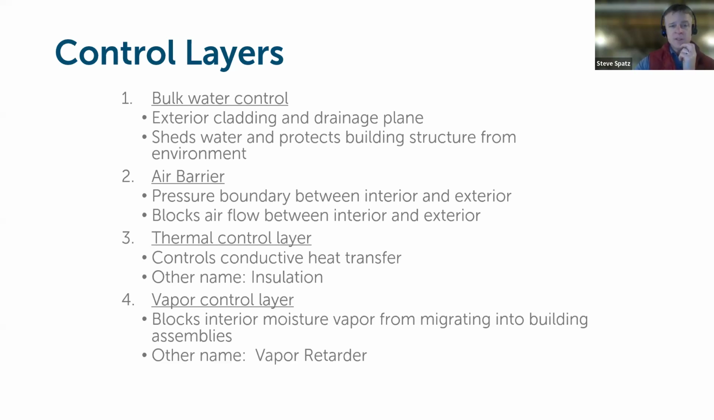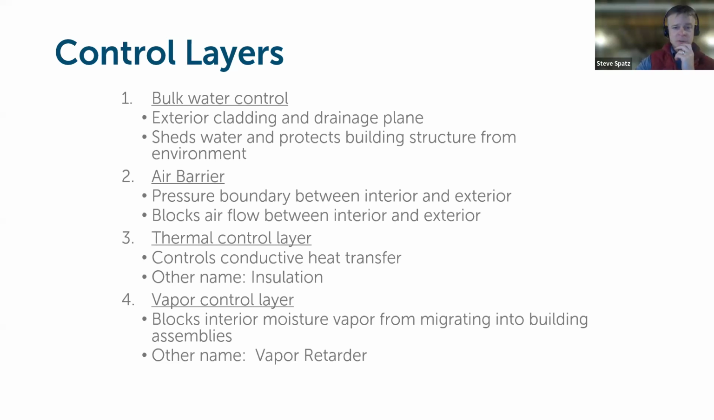The air barrier is the pressure boundary between inside and outside. And this is the key gateway of air tightness between indoors and outdoors. That's an assembly that needs to be detailed robustly and for the long term, and is the primary mechanism for creating that pressure differential between inside and outside.